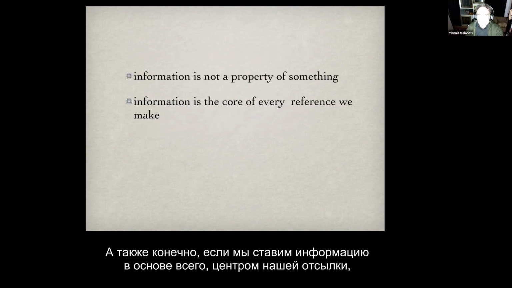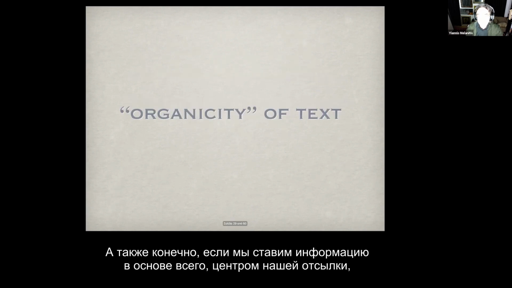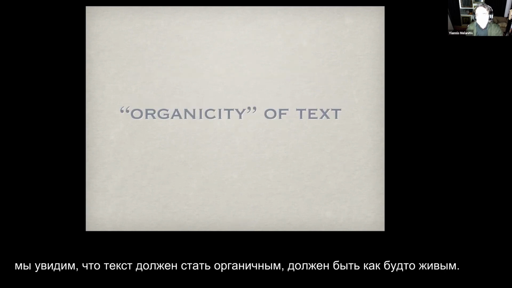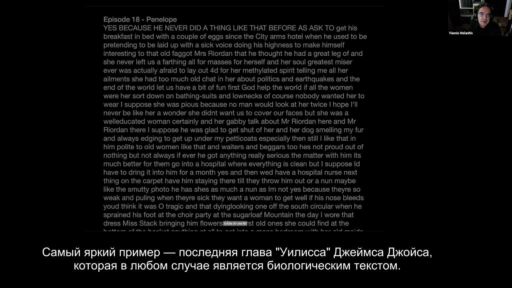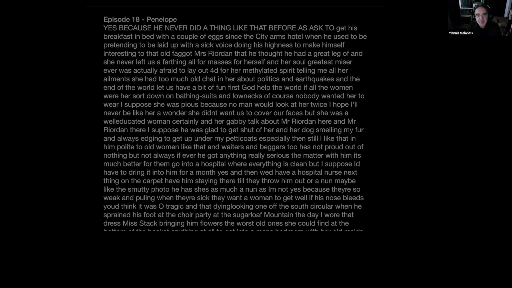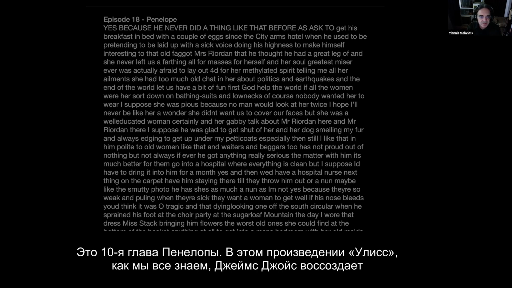This is the problem of information theory. And of course, if we define information in the basic core of everything, of all our reference, we can see now that the text has to be organic, has to be something that is alive. The most famous example is James Joyce's writing from the last chapter of Ulysses, which is really a biological text by any means. Here you can see the 18th chapter, Penelope.